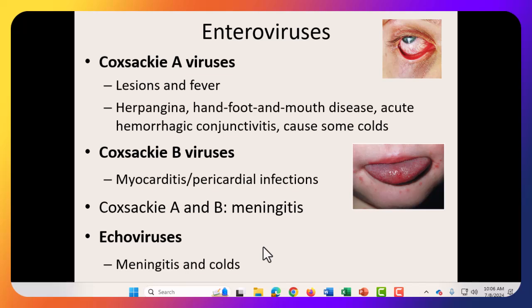Echoviruses, they're again still fecal oral, biggest group of individuals that spread it, still kids.